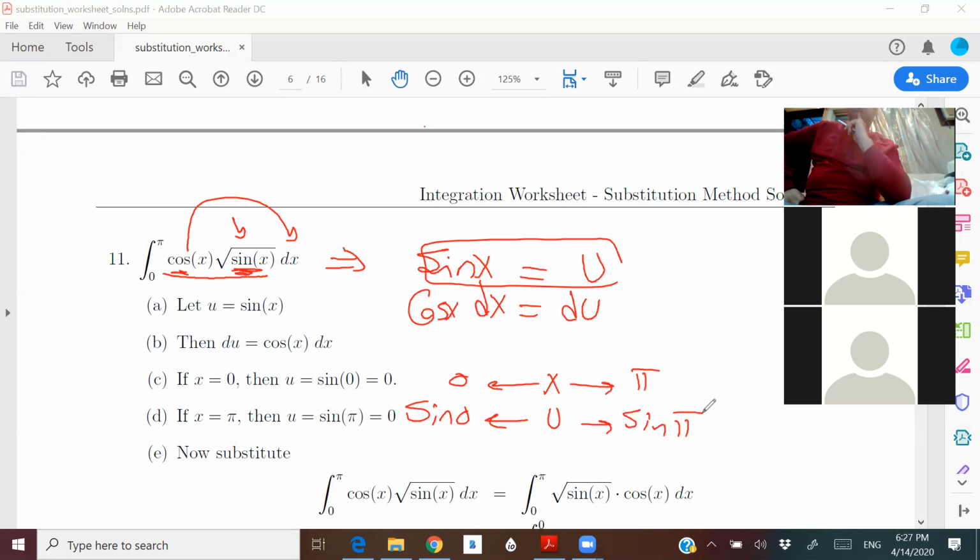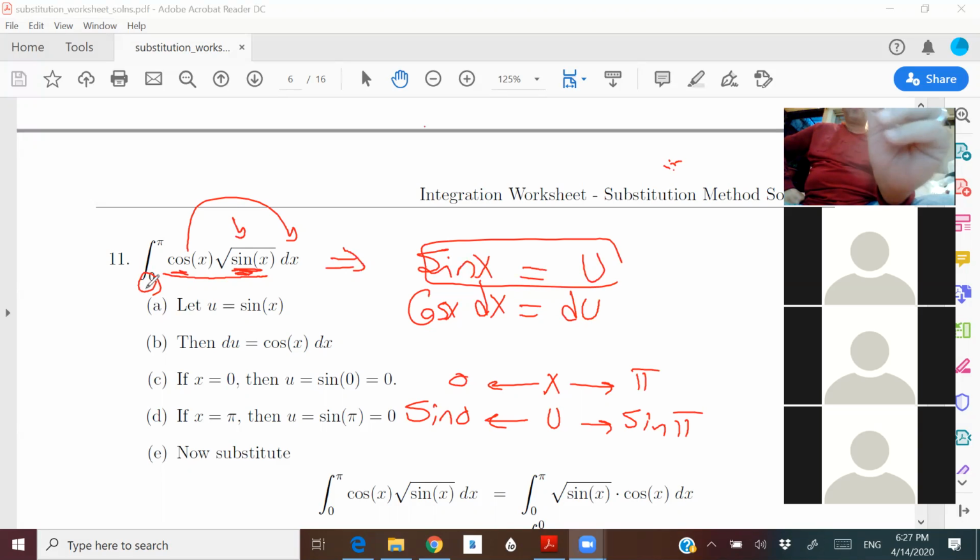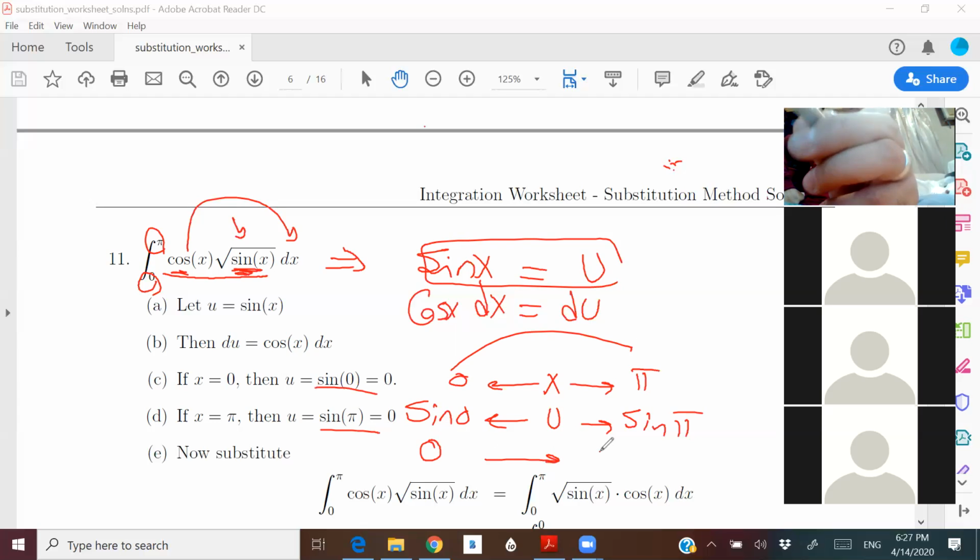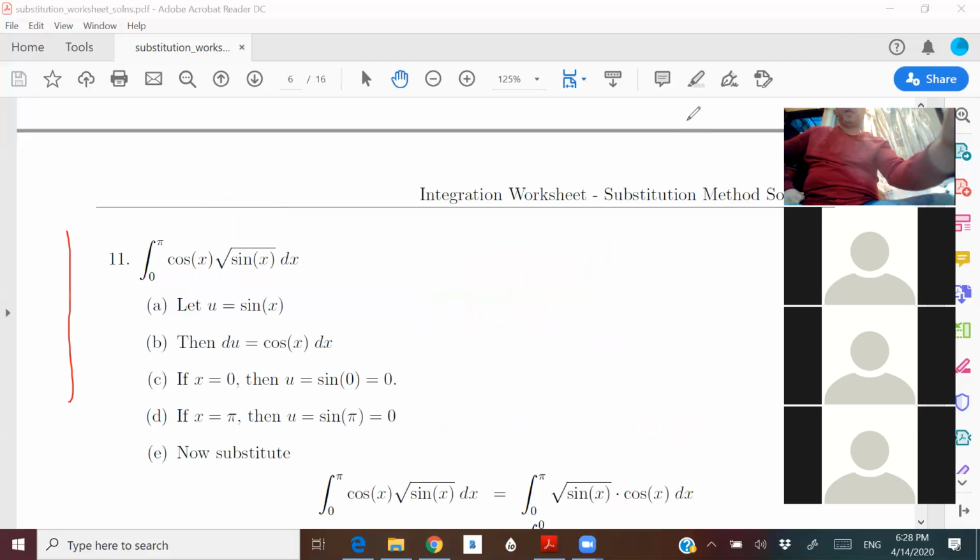Did you understand? I have to change the boundary. This is the last one, okay? I have to change the boundary of integration from 0 to pi into sine 0, which is 0, and sine pi, which is 0, and now we can substitute. Hurry up, please. Help me for the last one.